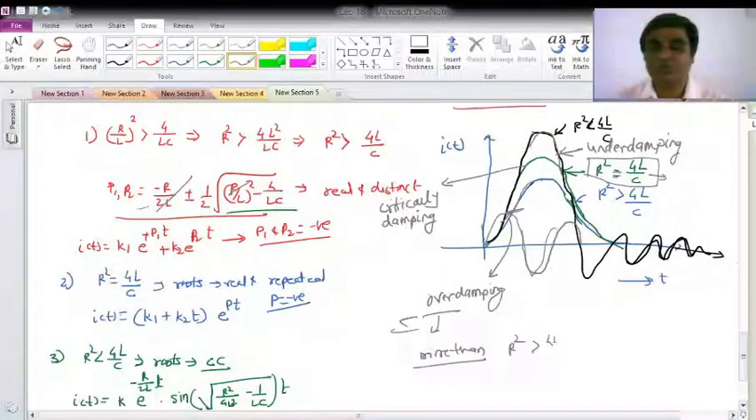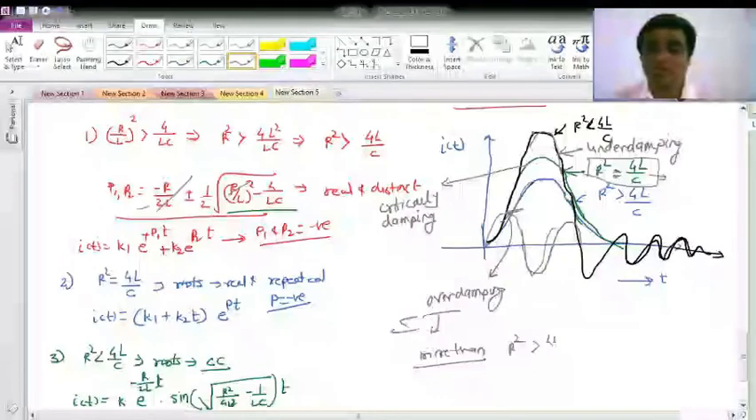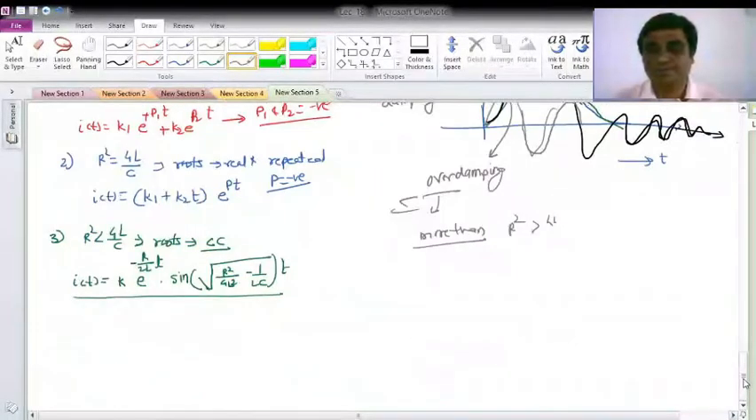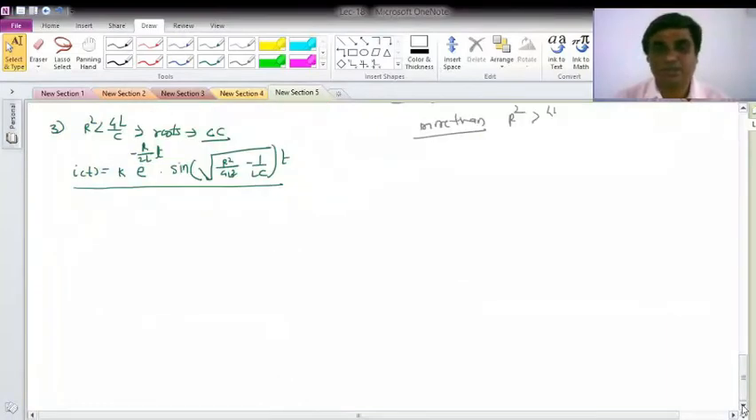So why critical damping? It is the boundary value of R, and beyond it or below it, the form is going to change. Overdamped means the value of R is more than the critical value. Underdamped means the value of R is less than the critical value. That's why the names have been given that way. And undamped means there is no damping at all, it will be oscillatory. Now this way we can solve the second order circuit.